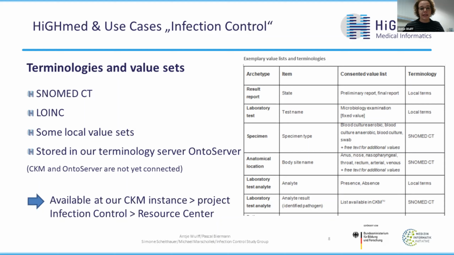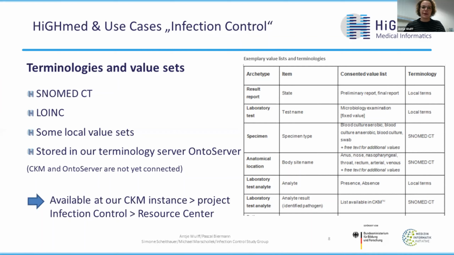For example, the specimen. Because we focused on the microbiology findings, we said that especially the blood cultures are important, the aerobic and anaerobic, and the swab. And all other values are allowed as free text for now, because it took so much time to standardize even these few things.